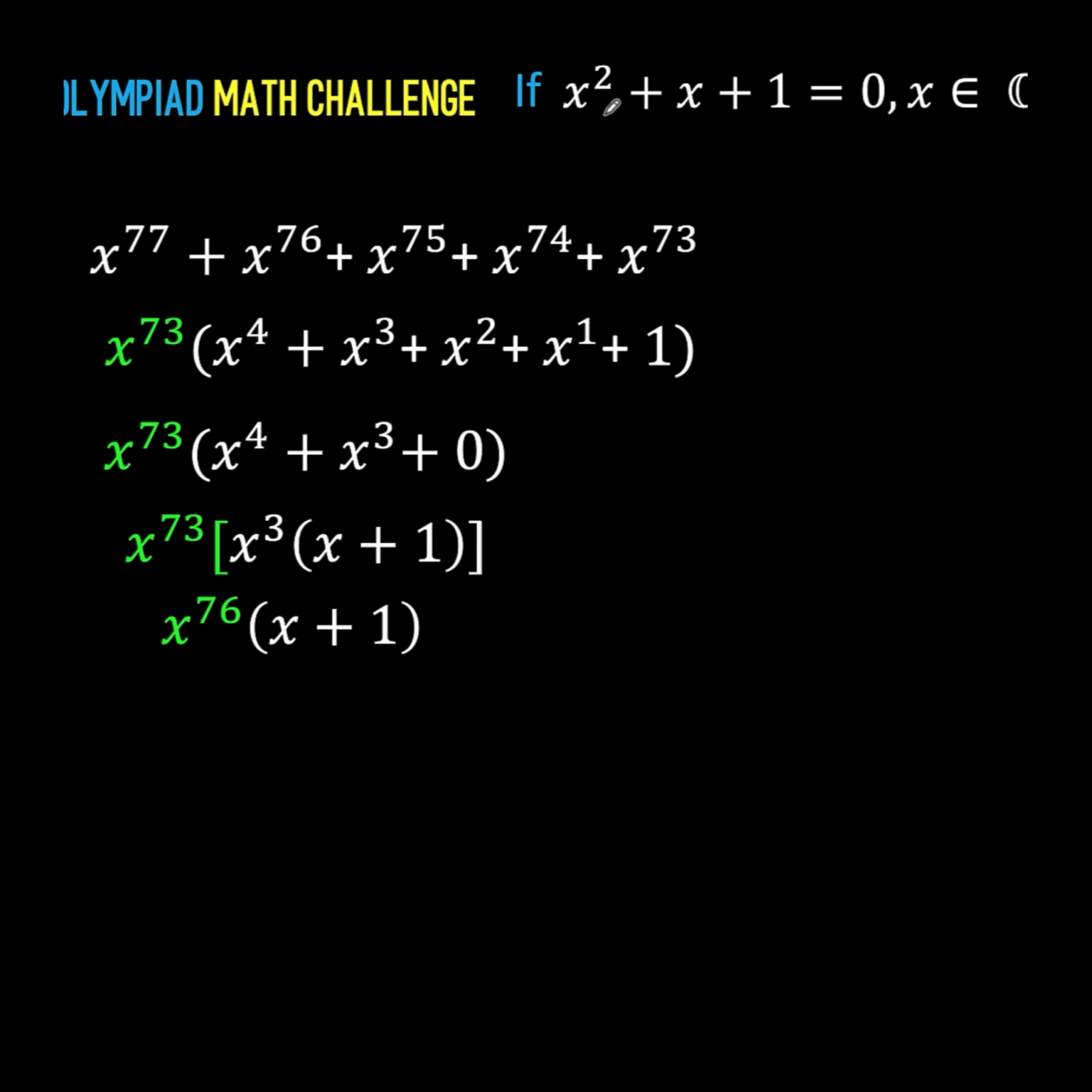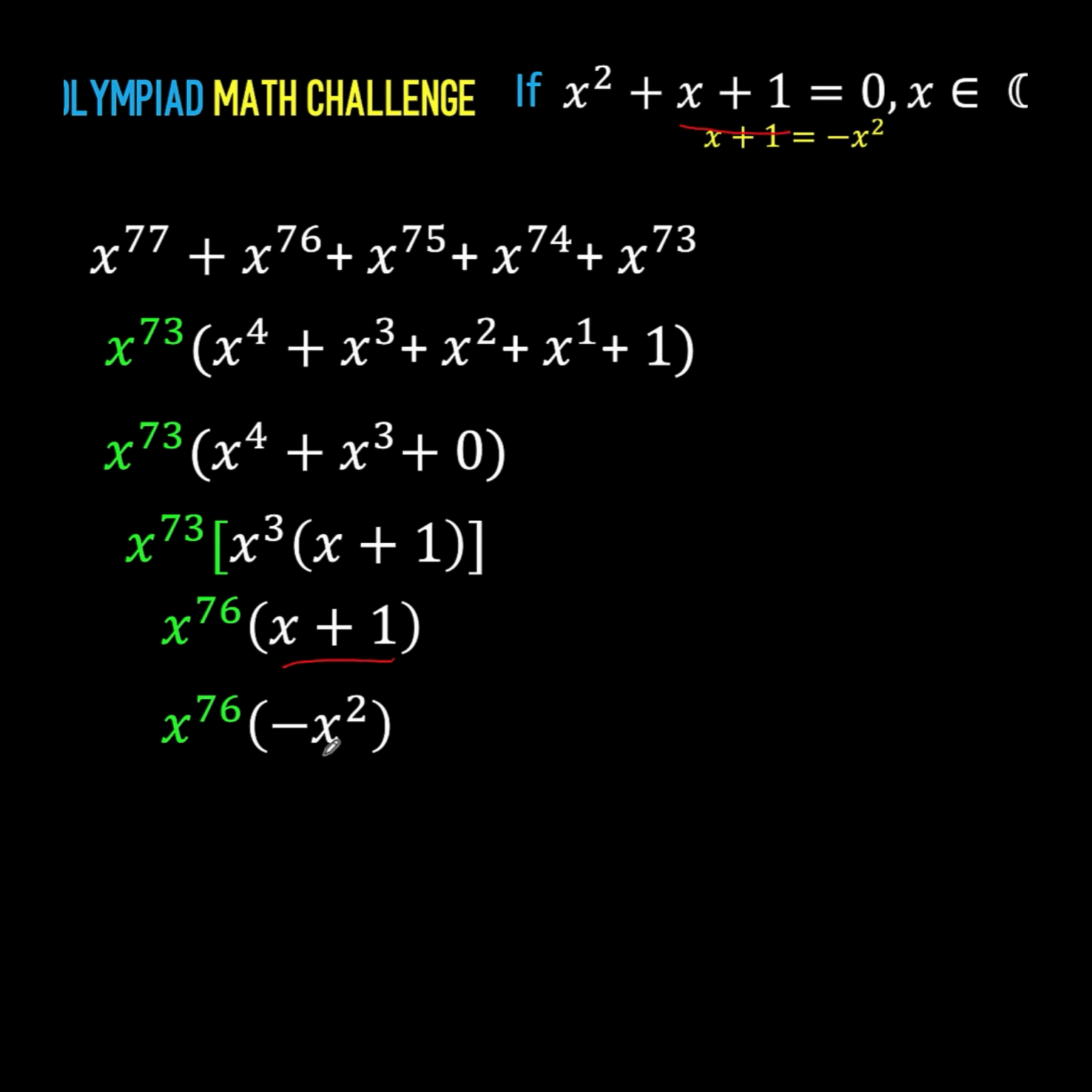So notice that x squared plus x plus 1 is equal to 0. We now have this expression x plus 1 similar to this x plus 1. All we have to do is subtract x squared from both sides of the equation, and so we have x plus 1 equals negative x squared. We can now replace this part by negative x squared to have x raised to 76 times negative x squared in place of x plus 1.